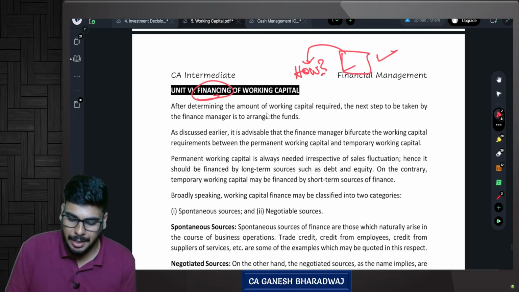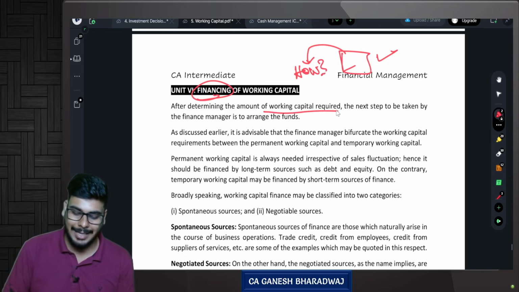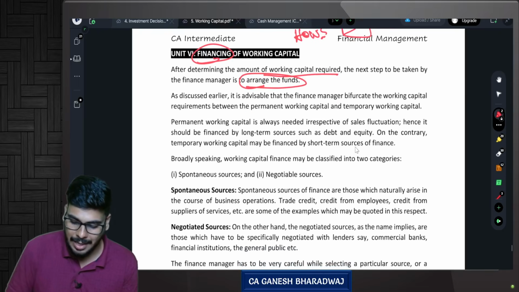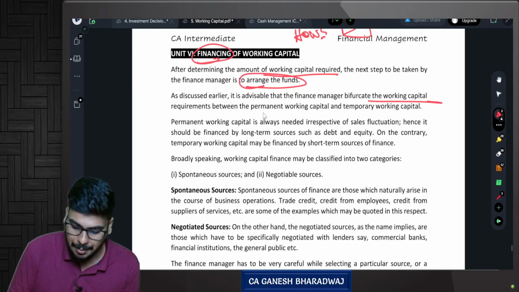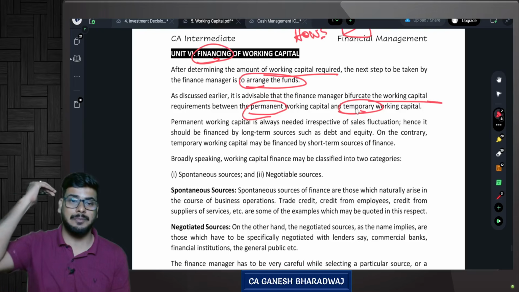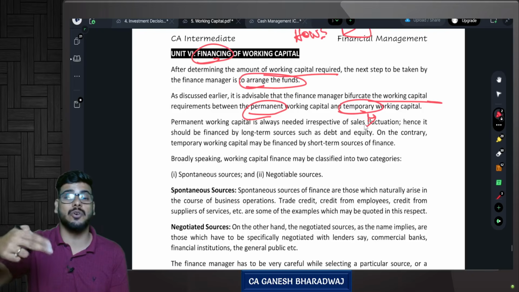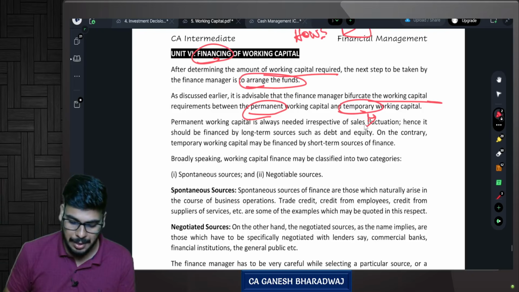Correct. After determining the amount of working capital required, the next step to be taken by the finance manager is to arrange the funds. As discussed earlier, it is advisable that the finance manager bifurcates the working capital requirements between permanent and temporary. So permanent working capital means what? At any given point of time, it should be there in the business. Temporary, I told you, it's only a seasonal requirement. So this needs to be classified.